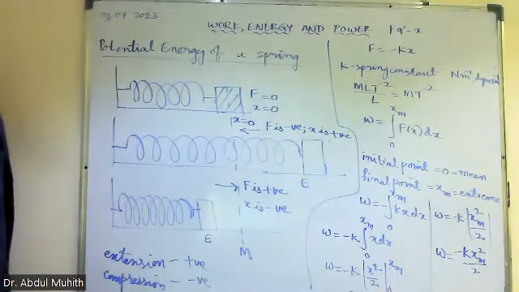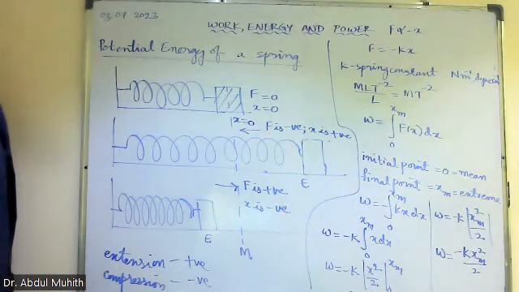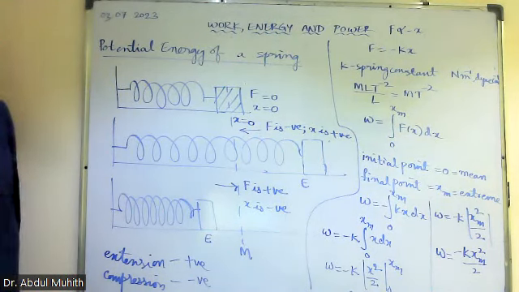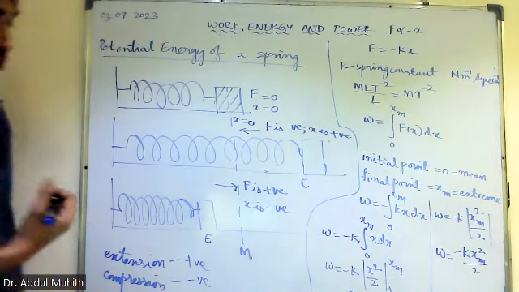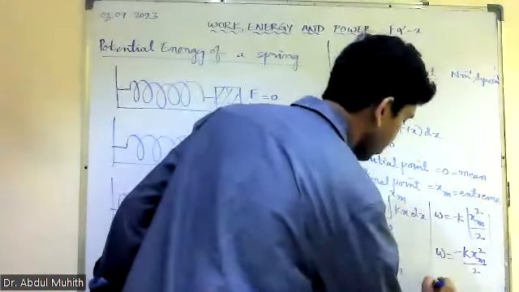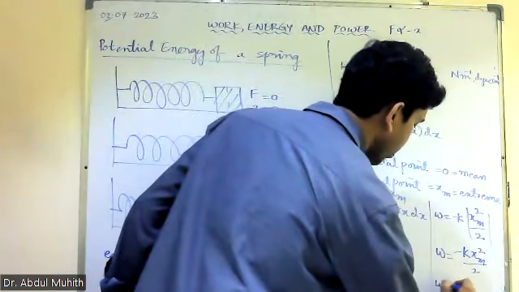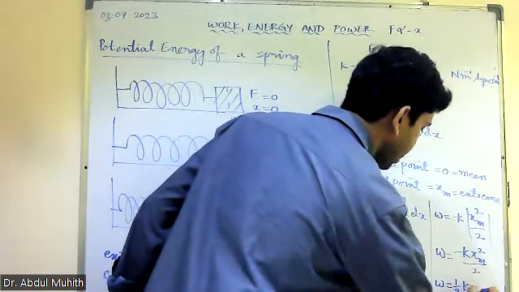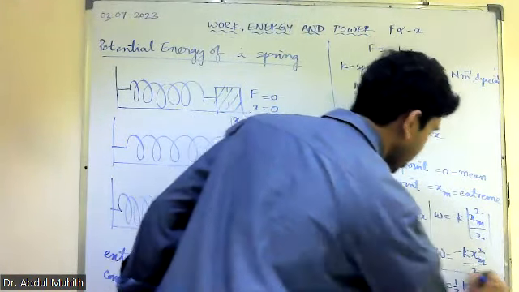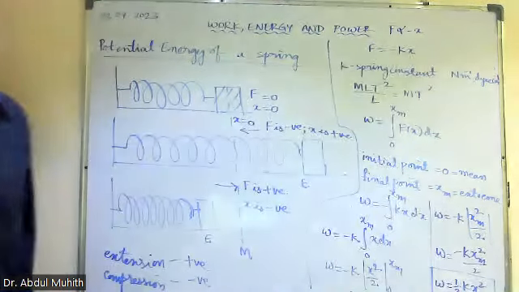If the force is positive, here in this case, the work done by the pulling force is positive. So when I am applying the force, which is positive, it will become positive. So W equals half k xm square. If the force is positive, work done is positive.